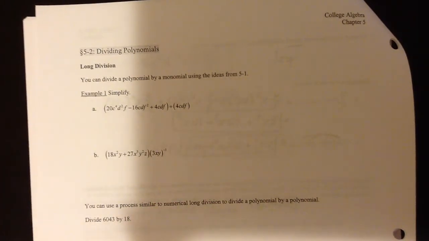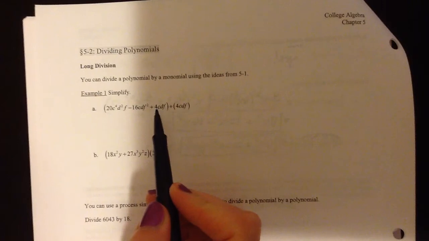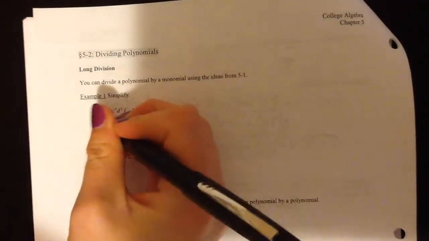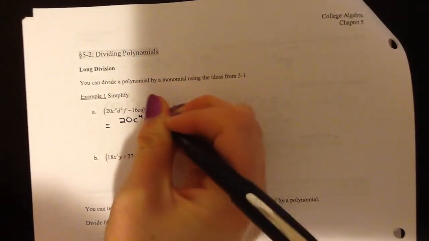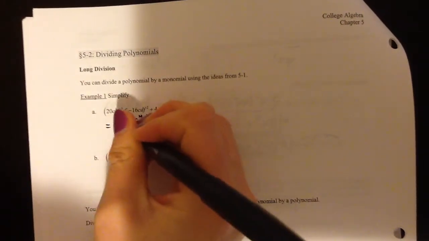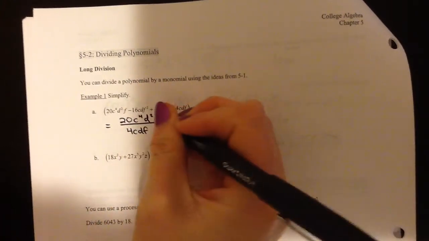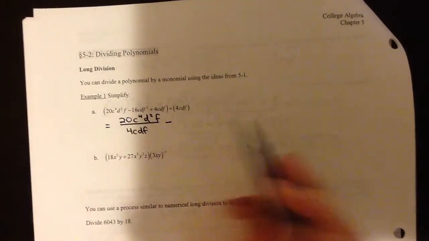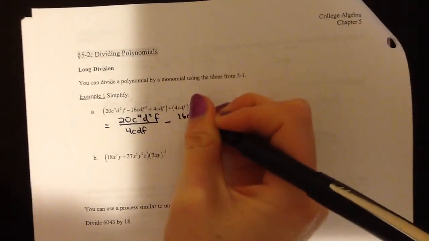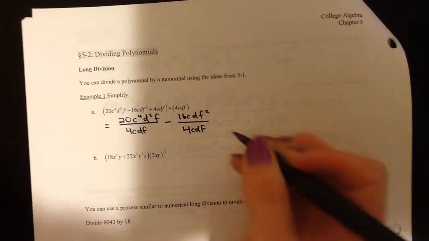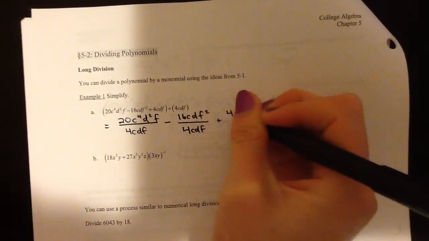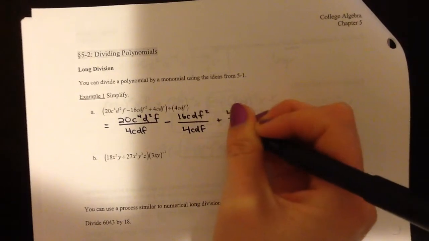And so what we're doing with these is we're taking that whole polynomial on the left, dividing it by the term on the right. What we do with that is you take each one of these terms in the polynomial and you divide them each by the monomial. So let's write down some work for that. So take the 20 c to the 4th d squared f, divide that term by 4 c d f. Then the next one is, we do minus because this is negative. 16 c d f squared divided by 4 c d f, and then plus 4 CDF divided by 4 CDF.